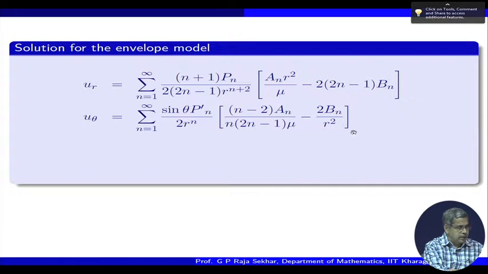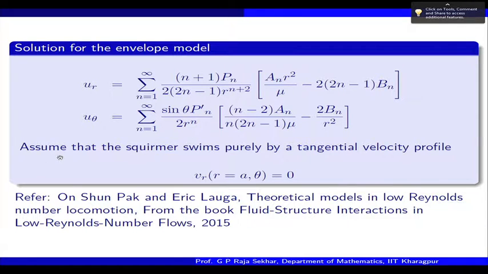So, radial and tangential velocities are given, which again involve two constants. As I indicated, the squirmer swims purely by tangential velocity profile, there is no radial surface activity. Therefore, the velocity on the surface is 0. So, this could have been u r. Okay. So, this is 0, and one can refer to the work by this for more details on this solution. Okay. So, when we force the radial velocity to be 0 on this, then what do we expect? We expect a relation between a n and b n, right.